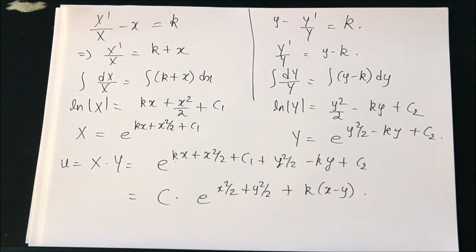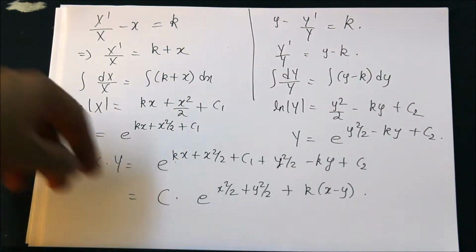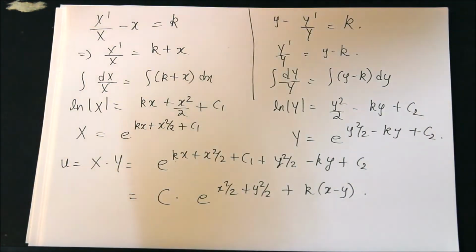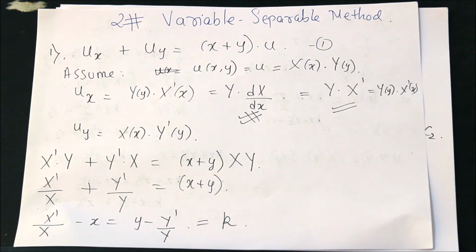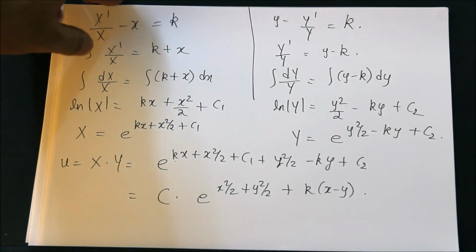If you are not sure, you can find ux and uy, and if you substitute in the given partial differential equation, it will satisfy. So this is how you can use the variable separable method to find the solution of a given linear homogeneous partial differential equation. Okay, let's go for the second example.